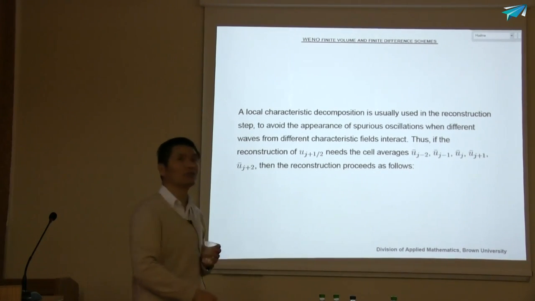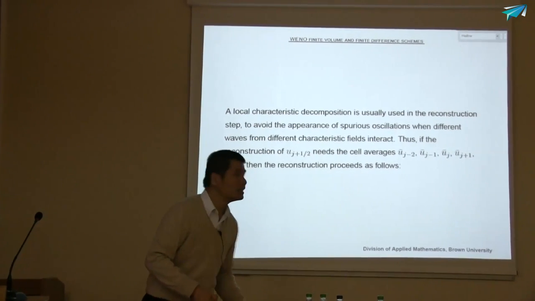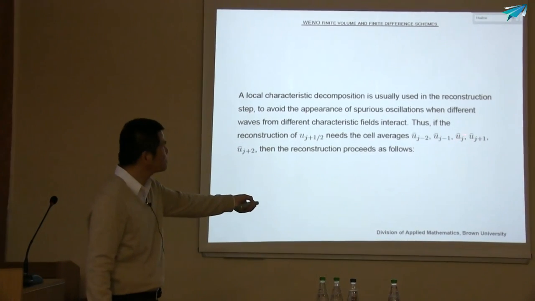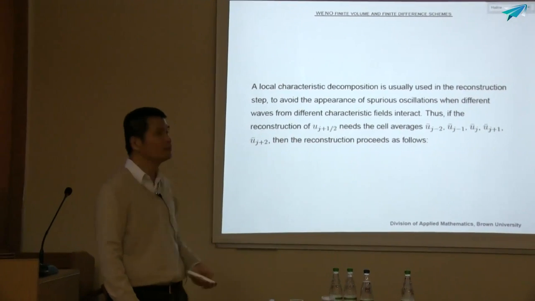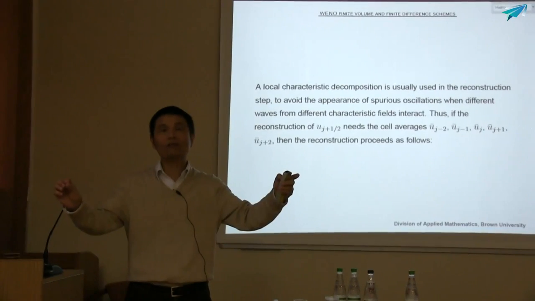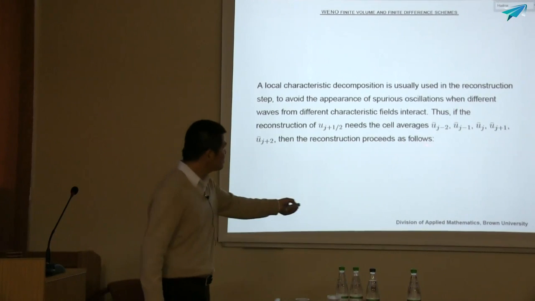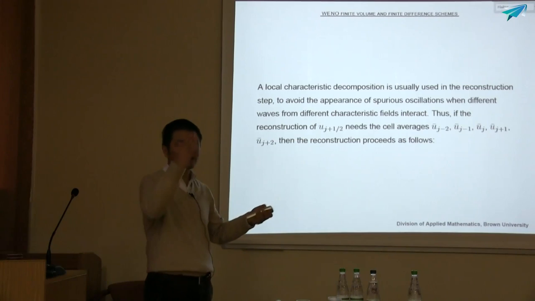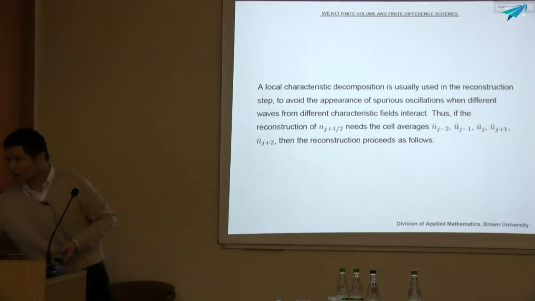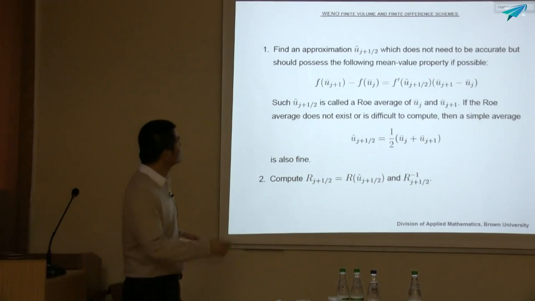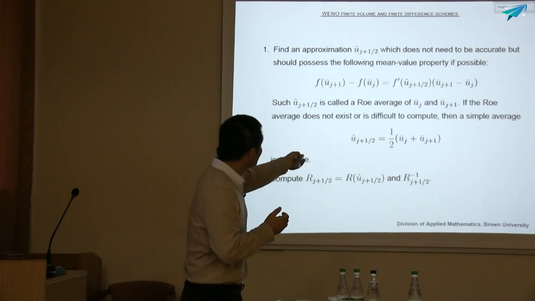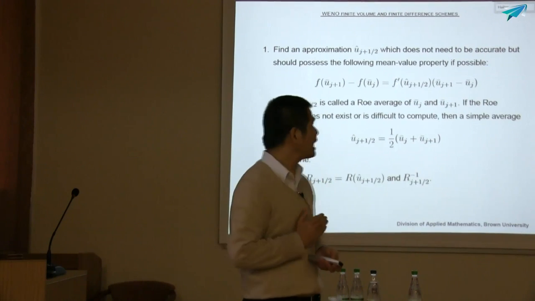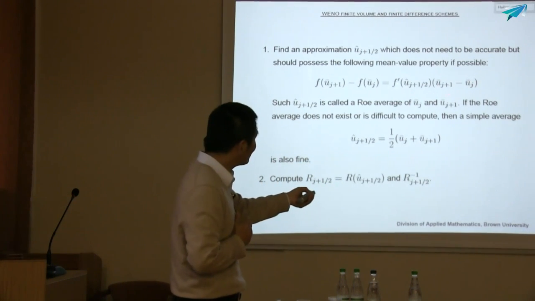So this is how you do it. Suppose your scheme uses 5 points in your stencil, j minus 2, j minus 1, j, j plus 1, j plus 2. Suppose your scheme uses all these things. Then these are all vectors, right? You have u bar j minus 2, u bar j minus 1, cell average vectors. You do the following. You first find a middle state, u hat j plus half. This is at the location j plus half, and you find this based on cell averages.